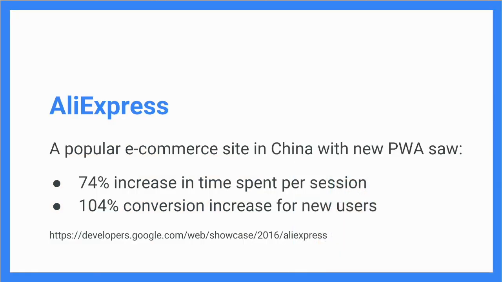For example, AliExpress, an e-commerce site in China, had great success with a progressive web app. They saw a 74% increase in the time that users were spending on their app, and that also greatly increased conversion.